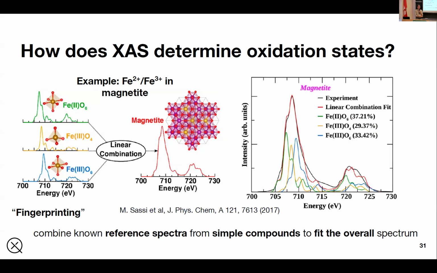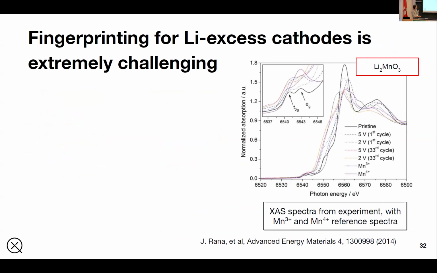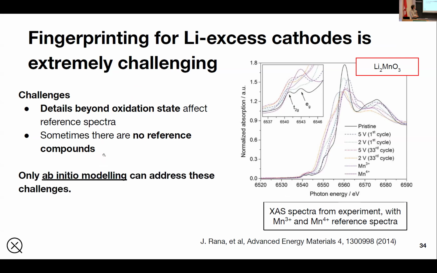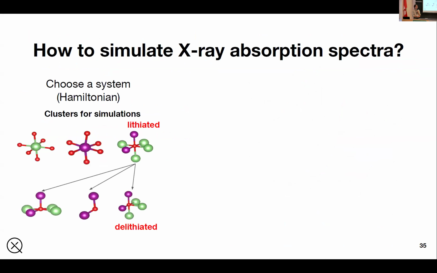Why can't we just do that with lithium XAS? Well, the problem is that the spectrum itself is very complicated. And in particular, the reference spectra that you might use to do the fingerprinting might have effects that change the spectra beyond the oxidation state. Details of the geometry, the fact that you might be using different elements to obtain that reference spectrum in the first place. And sometimes you simply have no reference spectra at all. So that is what is leading to the need for ab initio modeling for these spectra.